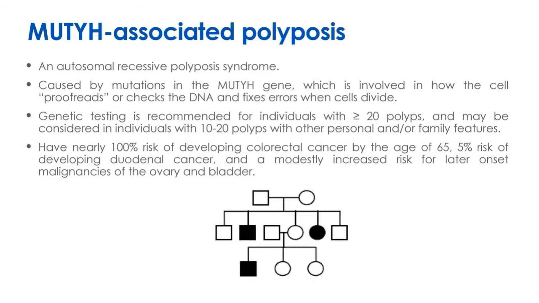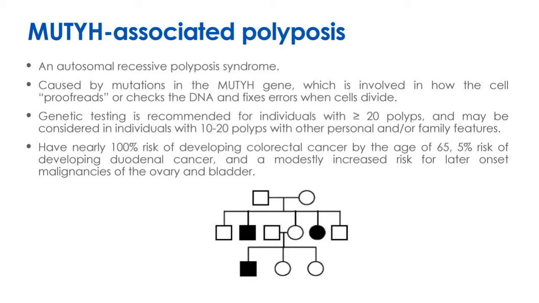Then the last cancer that I just quickly want to touch on is the MUTYH-associated polyposis. And this is an autosomal recessive polyposis syndrome. It's caused by mutations in the MUTYH gene, which is involved in how the cell proofreads or checks the DNA and fixes errors when the cell divides.